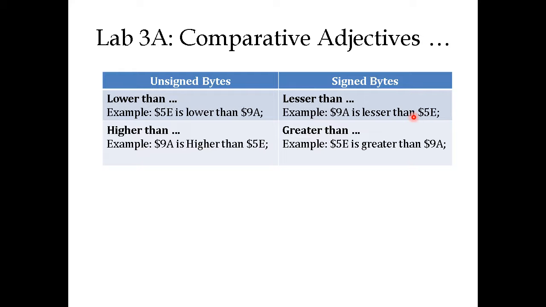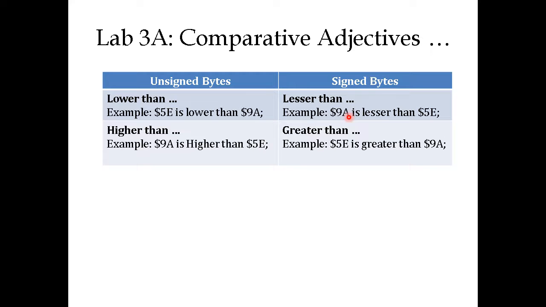You can tell 5E is lower than 9A. And at the same time, you can tell 9A is lesser than 5E. And both of the statements are correct because of the wording. When you are saying lower than, you are comparing unsigned. When you are saying less than or lesser than, you are comparing the numbers as signed. And both of the statements are true.